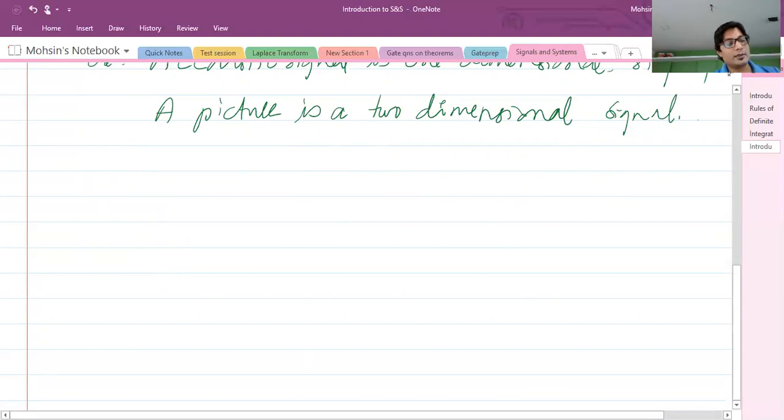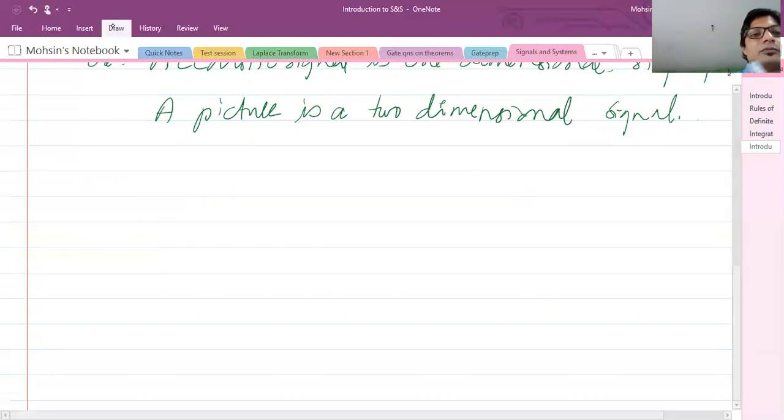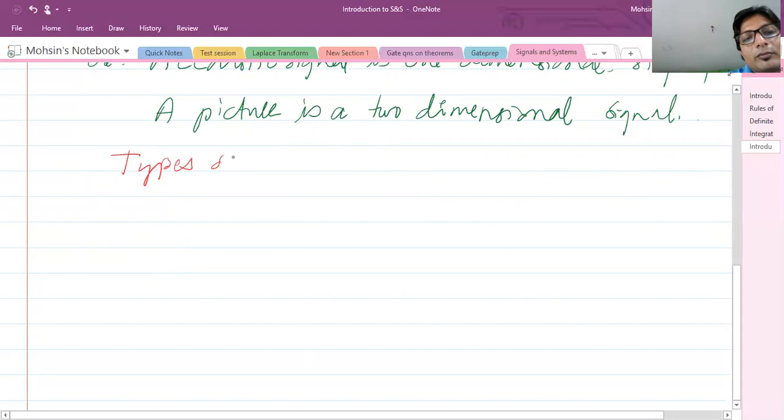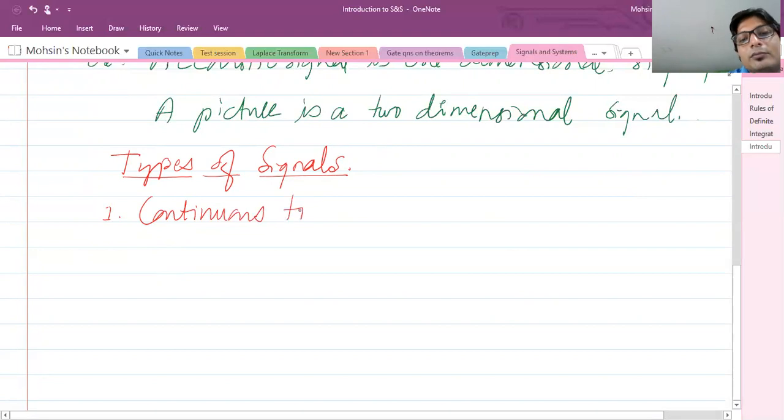Okay, so basically the signal can be given in two basic forms. I'll write types of signals. In nature we get two types of signal. One is the continuous time signal, and the second one is the discrete time signal.